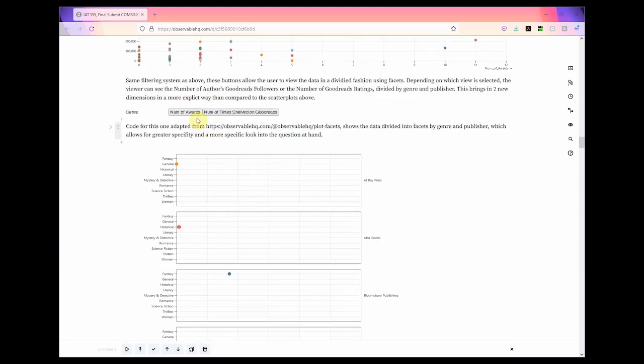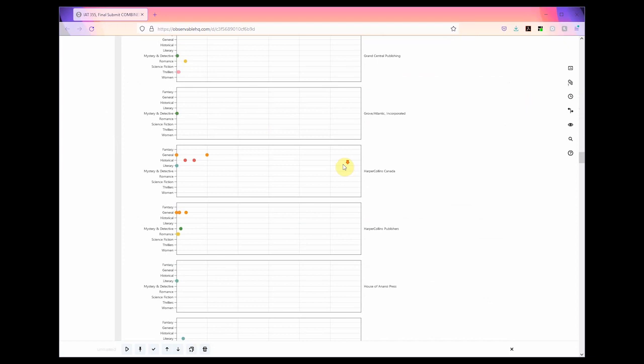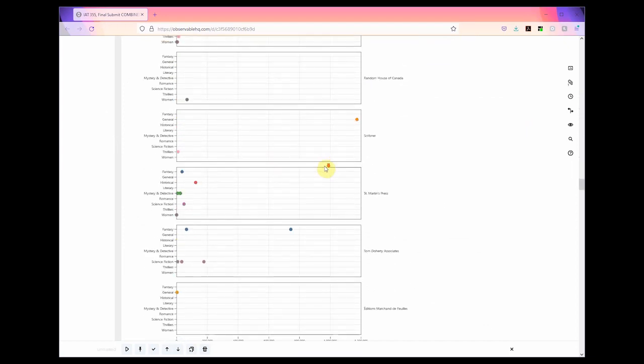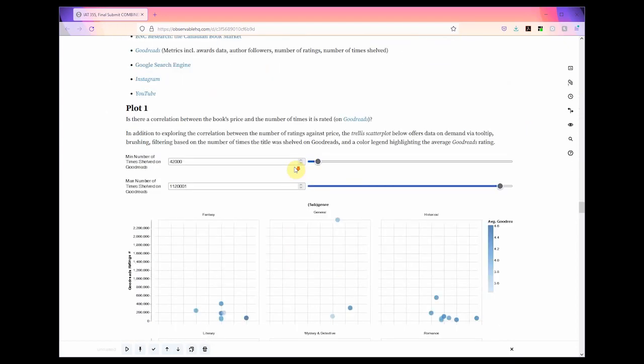Once again, we added a trellis plot organized by publisher, this time showing either the number of awards or number of times the title was shelved on Goodreads. The next trellis plot explores whether price for a title plays into the popularity factor on Goodreads.